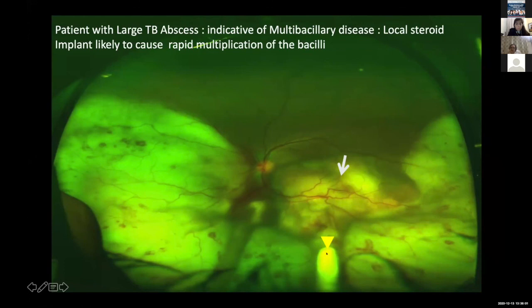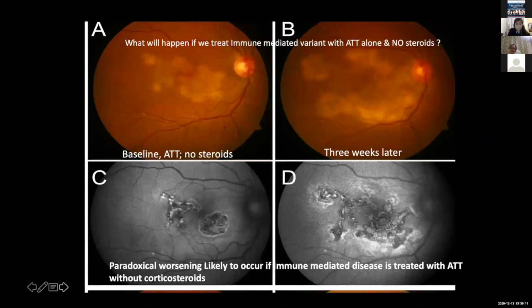And you can see, unfortunately, this patient has received Ozurdex in this eye, which is a kind of death sentence for these eyes. But if you see these kind of eyes, immune mediated, you have to treat, because if you give anti-TB alone, you end up in a situation like this, which is a kind of paradoxical worsening or immune recovery or whatever you call it.